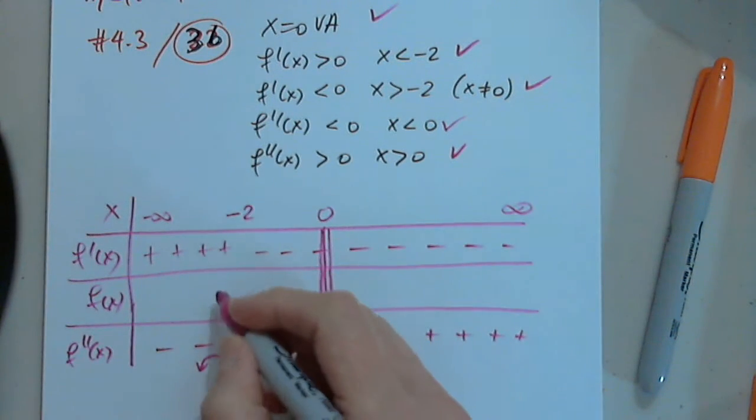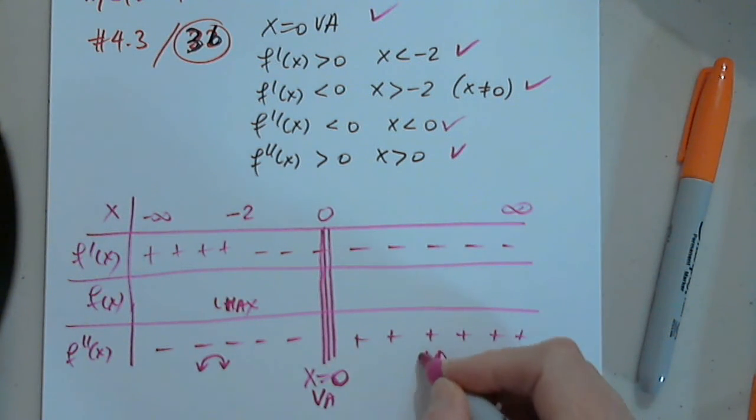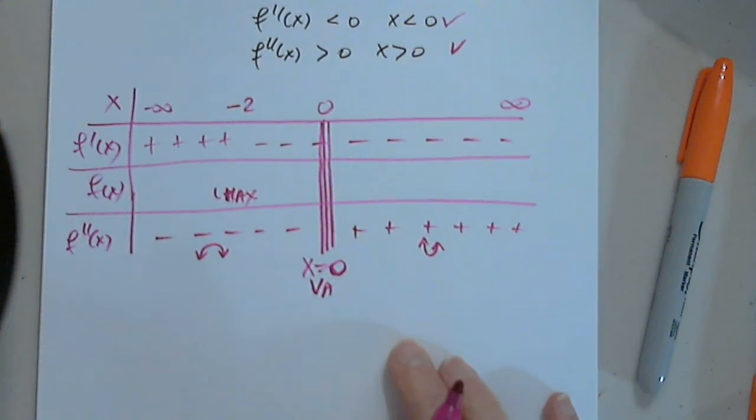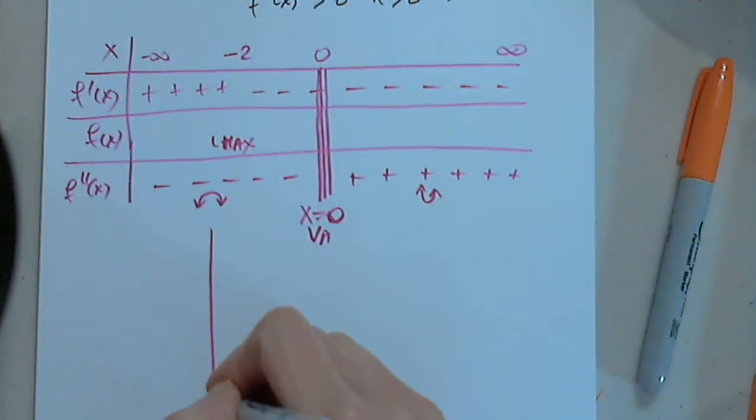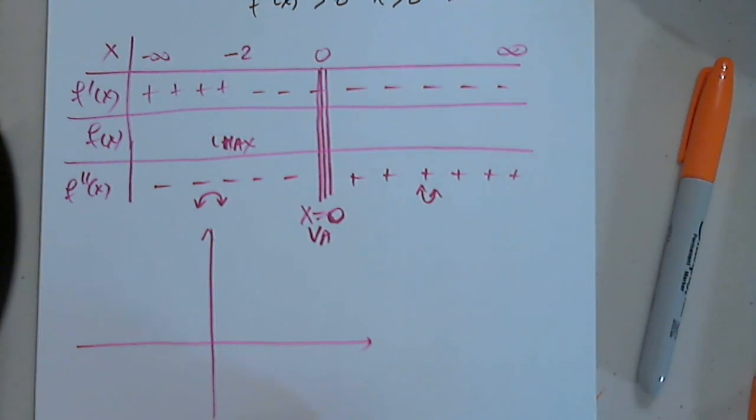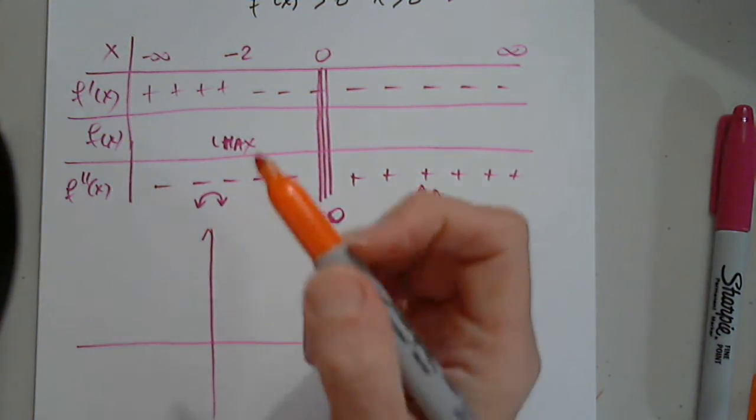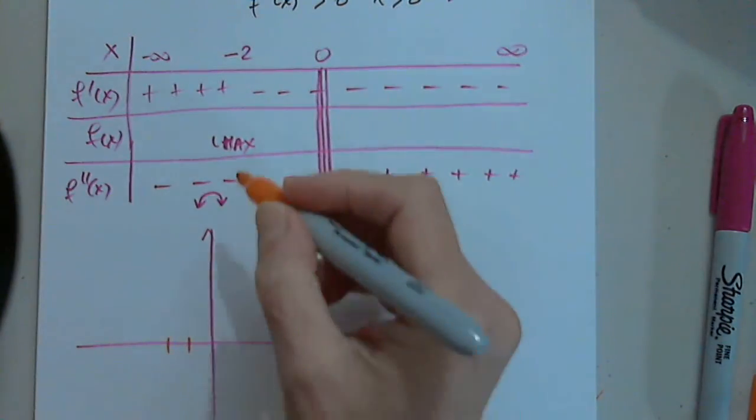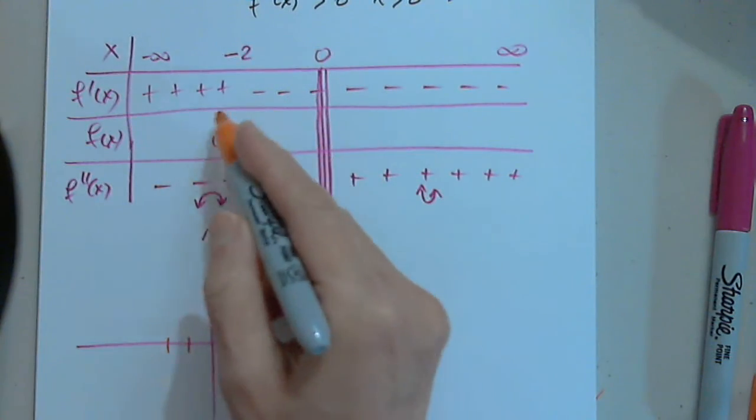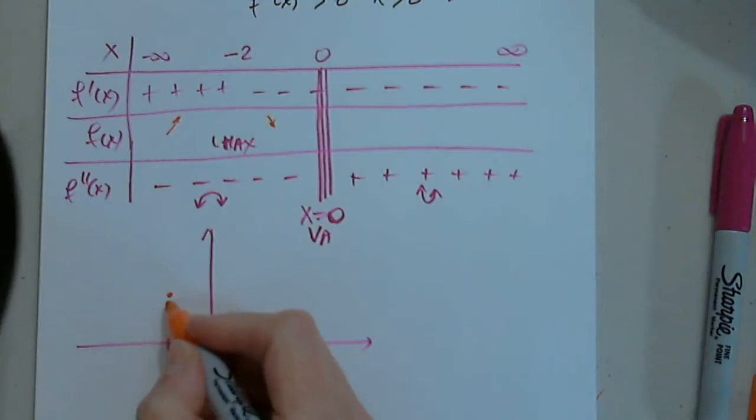So the function here has a local max, a vertical asymptote, and here it holds water. Okay. So I don't have to draw this again. So x equals 0 is a VA. I know the function cannot cross there. And at negative 2, it has a local maximum. So increasing, decreasing. So I'm going to say this is the local maximum for me.